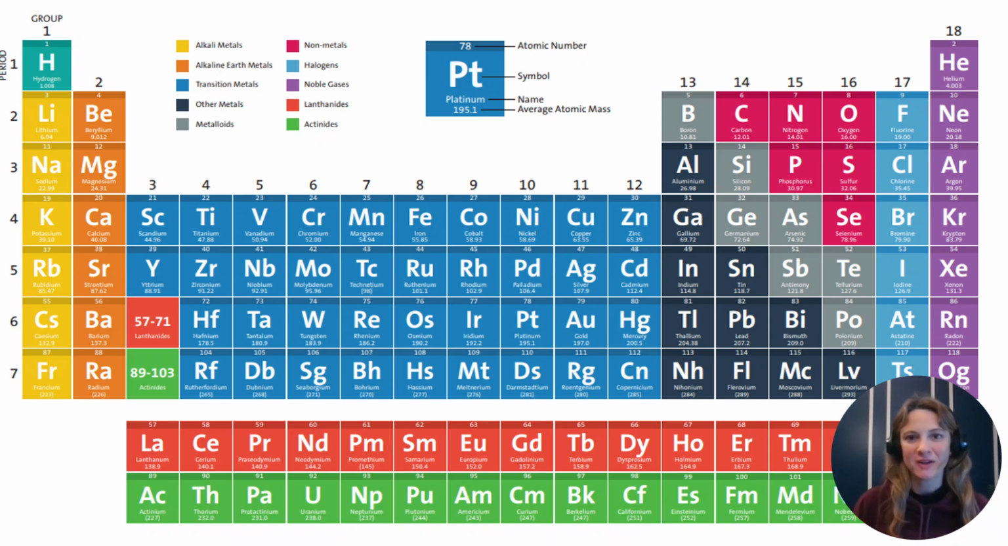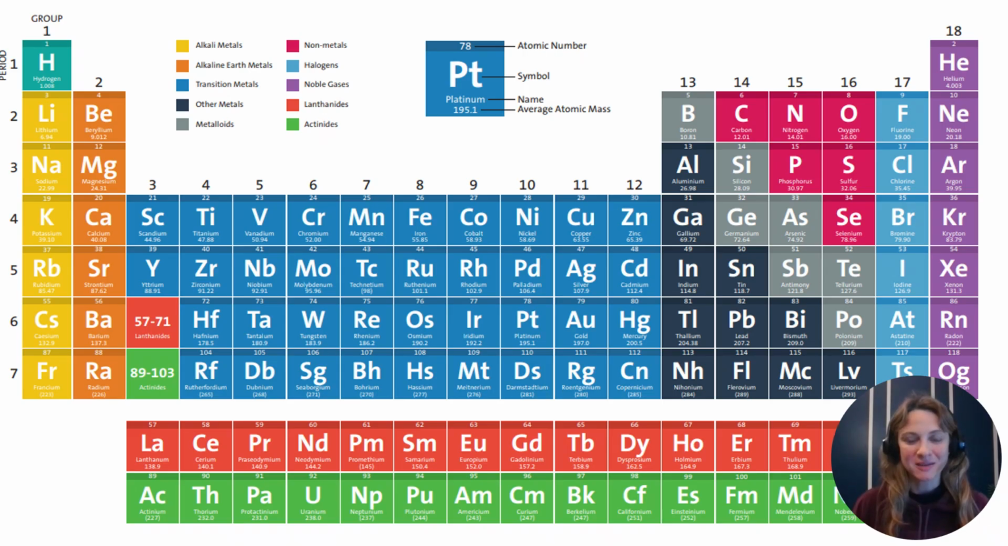Hi, in this video, I am going to teach you what all the numbers and letters on the periodic table mean. But before I get started doing that, I want to talk a little bit about what atoms are. Atoms are the basic building blocks that make up everything in the universe. And different atoms are different elements, and all of the elements are organized onto the periodic table, which is what you see on the screen right now.